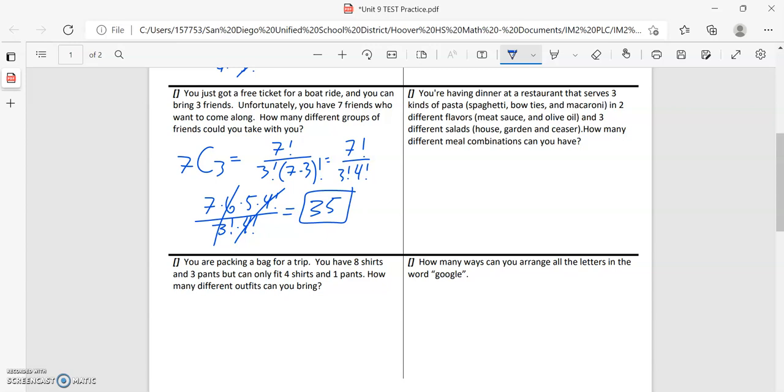You're having dinner at a restaurant that serves 3 pastas, 2 different flavors of sauce, and 3 different salads. So all you do is take these numbers and multiply them together to find out how many combinations we can have. 3 times 2 times 3, which equals 18.